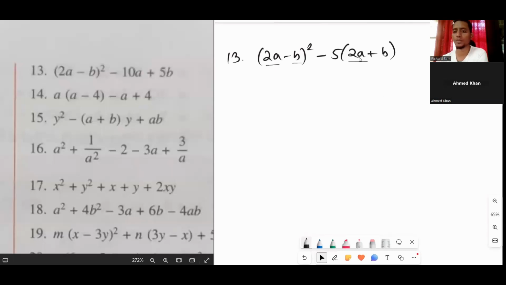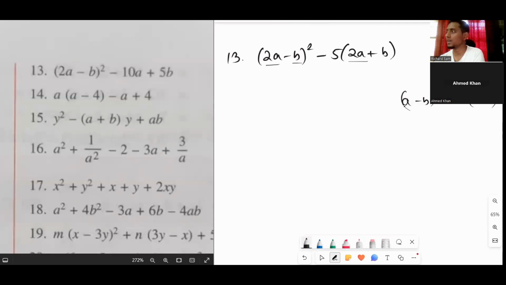If you interchange, what will happen? 2a plus b, if you interchange, both are already plus. You can interchange without doing anything. When do we interchange? If you have a minus b on one side and on the other side if you have what? B minus a. If it's like this, then you can interchange.